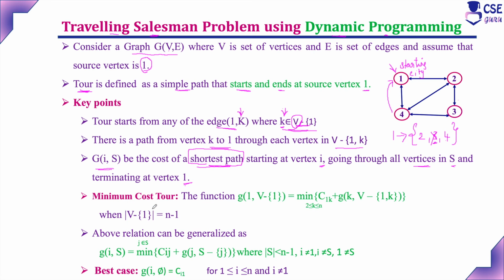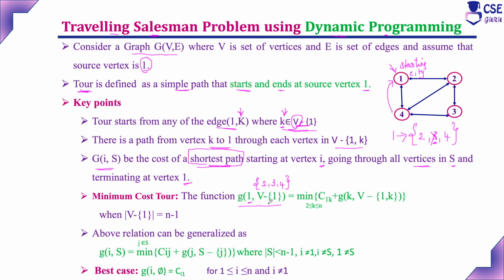That is the meaning. So here the minimum cost tour is nothing but the function g of 1 comma V minus 1. So V minus 1 in the sense, suppose the current vertex is 1, that should be subtracted from the vertex set. That is the meaning. So V minus 1, if you are considering in this sense, 1 you are currently visiting. V minus 1 is nothing but 2, 3, 4.